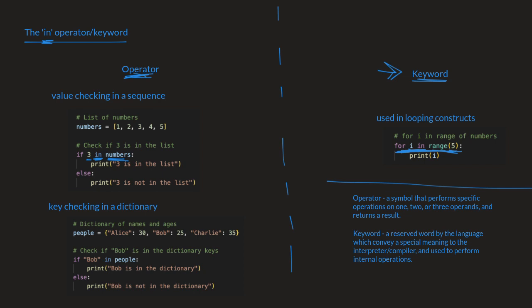For i in range of 5. Now, range is a function. It's a built-in Python function. If you're unfamiliar with how that works, I'll link a video here I made on range, and you can check that out. For i in range of 5, when we pass in the number 5 to range, it's going to create a sequence of numbers for us. That sequence is going to be 0, 1, 2, 3, and 4. And i is going to start off as that base number 0.